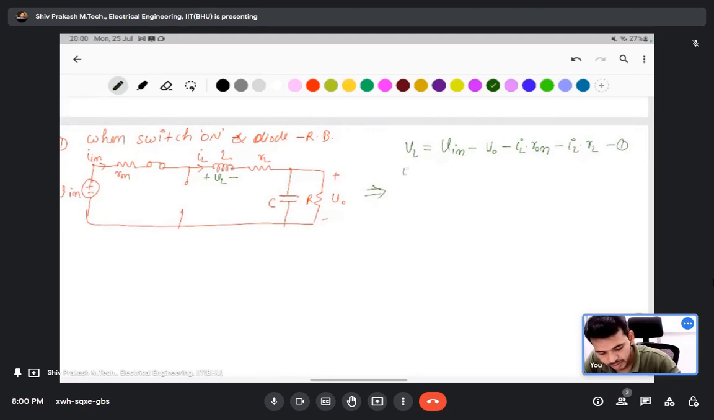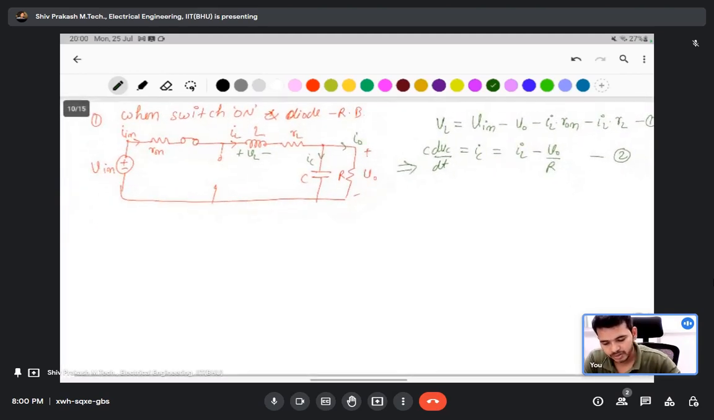And I should know the current, C dVc upon dt in the capacitor, also known as IC. IC is equal to IL minus I naught. I naught is equal to V naught by R. This is equation number two.